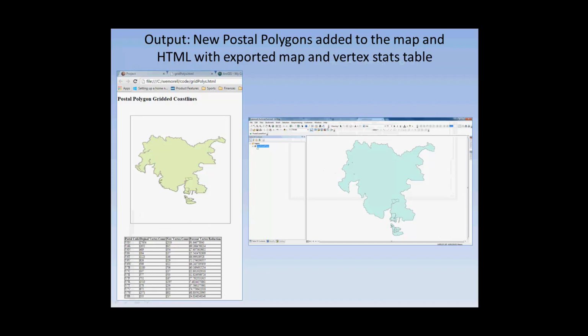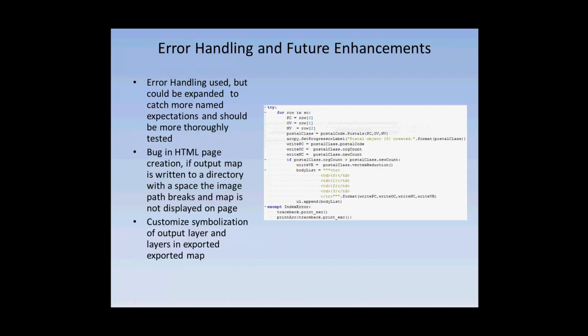And I've also exported a map and placed that into an HTML along with the table with the postal code vertex stat counts that were created, and that is opened and presented to the user after it is run. I have some error handling in there, which could be expanded on, and I'd like to test that out more and add more named exceptions to try to catch more errors that could occur.